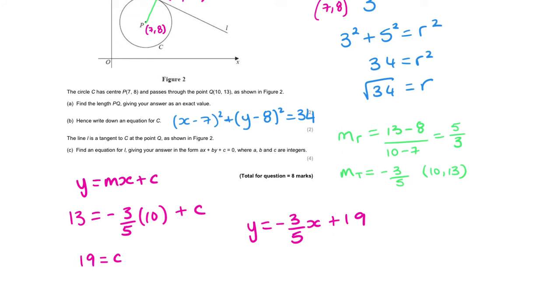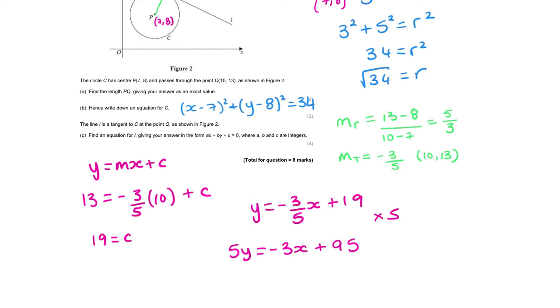However, if we go back and read the question, it has asked us to put this into a particular form. You will not get the last mark if you do not have it in this form. It wants a, b and c to be integers. So we have to multiply everything by 5. So I'm going to have 5y equals minus 3x plus 95. Is that right? Then we need to move it all onto the other side so that we get a 0. 5y plus 3x minus 95 equals 0. And now we've put it into the correct form.